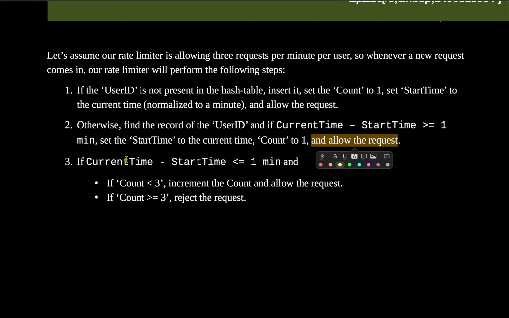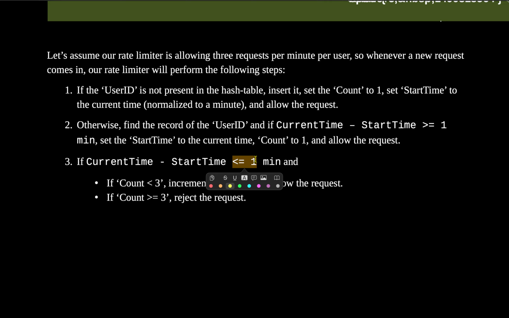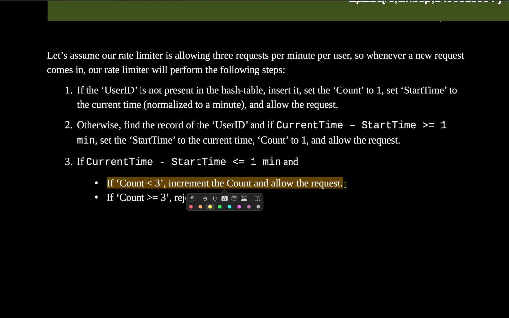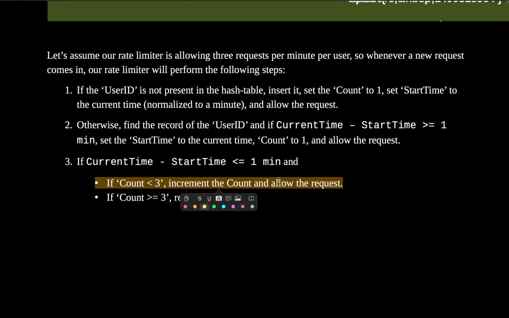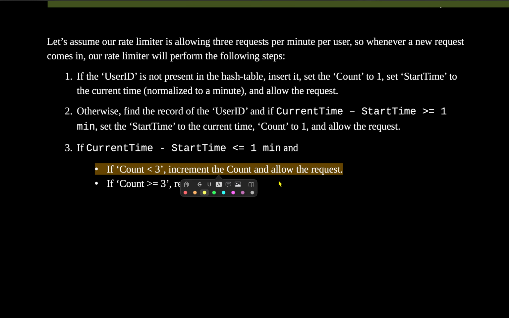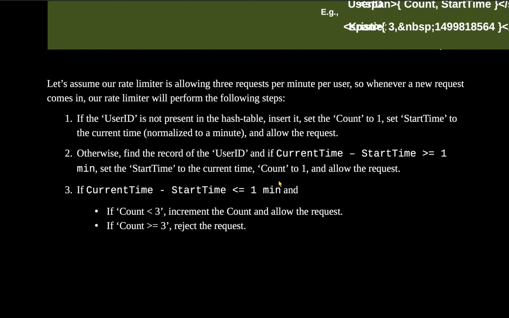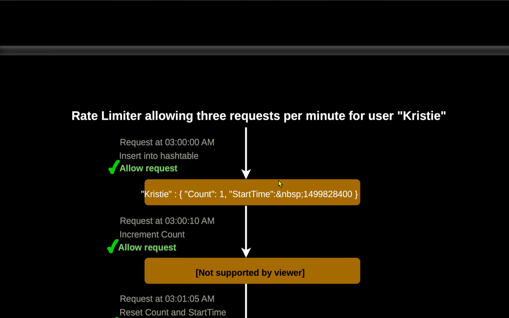But if the current time minus the start time is less than 1 minute, so within 1 minute, it has not even passed 1 minute and you're sending it again, now check the count. If the count is greater than or equal to 3, then reject it. If not, increment the count and store it. It looks so simple on paper, but trust me, when it is implemented in distributed systems with multiple servers, and you're tracking it, it becomes complex.